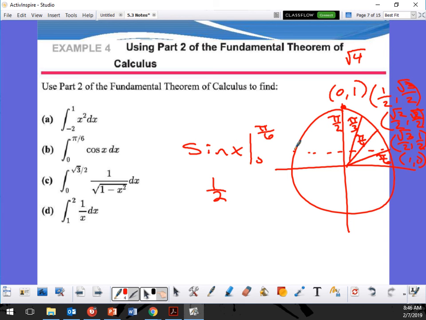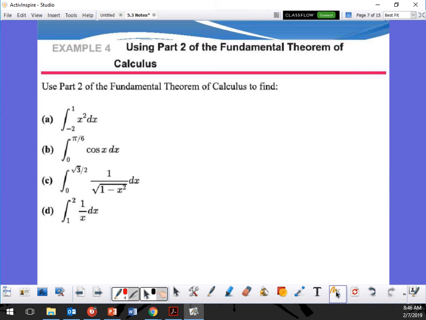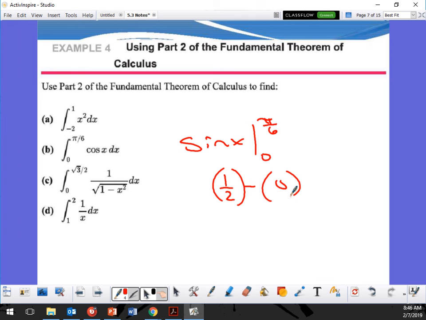So now, where are we at? Sine x from 0 to pi over 6. It's going to be 1/2 minus sine at 0, which is 0. So my answer is just 1/2.